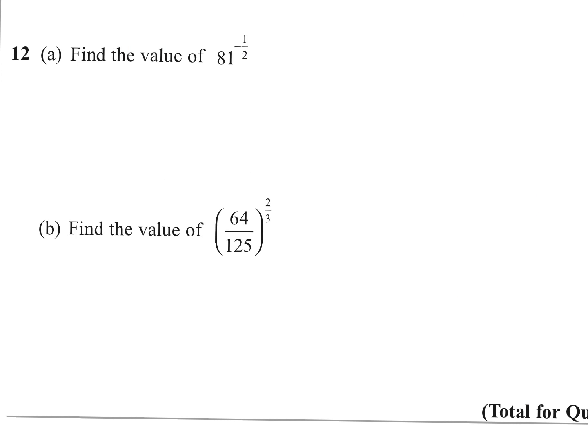Question 12, part A. Find the value of 81 to the power -1/2. Well, that's the same as 81 to the power 1/2 to the power -1, because a to the b to the power c is the same as a to the b times c. Okay, so check your rules of indices there.